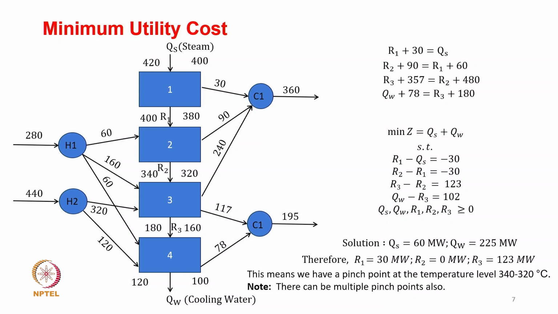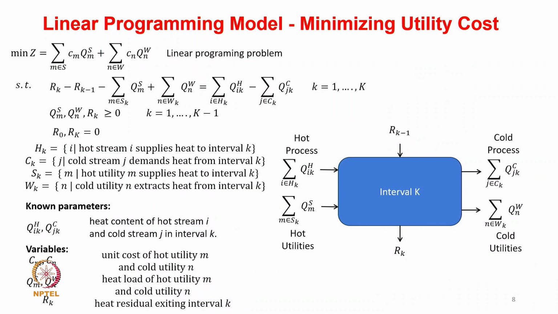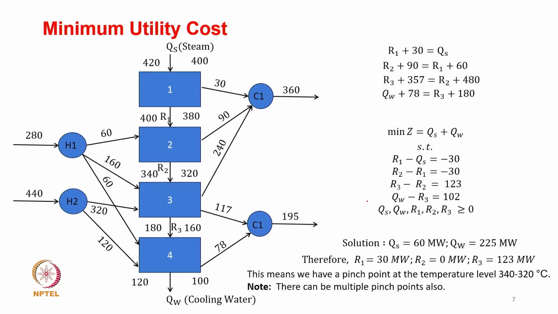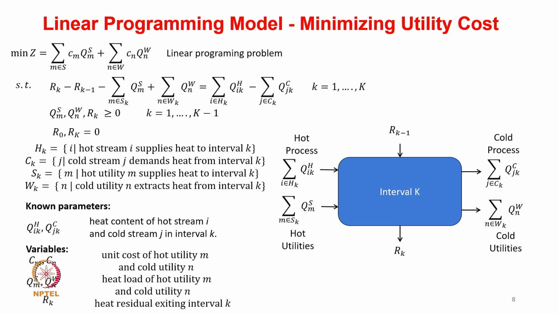Now, as we have illustrated one example, we will move on and try to formalize this by means of a standard optimization procedure. So let's try to make a standard linear programming model for minimizing the utility. What we see on the right hand side is a schematic of an interval, corresponding to one of the intervals we have seen here. We just pick one of the intervals, and we can see that there are multiple streams coming in and multiple streams going out. Let's understand all of this.